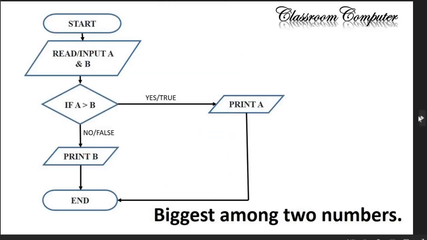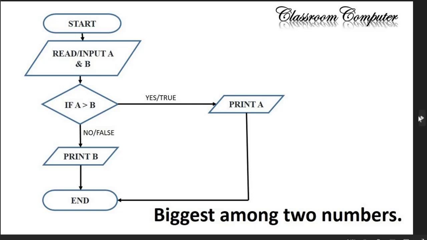This is the next type of flowchart, which is branching or selection. This flowchart actually represents the biggest among two numbers. What is the general concept? The user inputs two numbers, let them be a and b, and we have to compare their values. This flowchart actually compares if a is greater than b or not. But in branching we actually compare less than or greater than, equal or not equal. This can be done using if else in an algorithm or programming language.